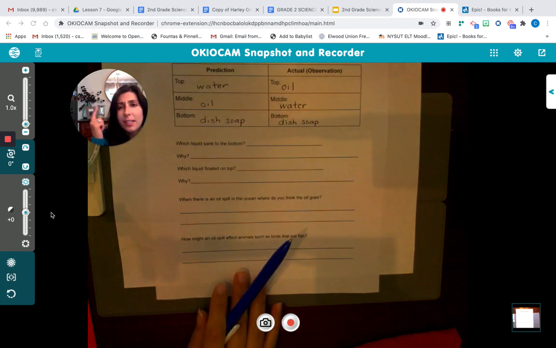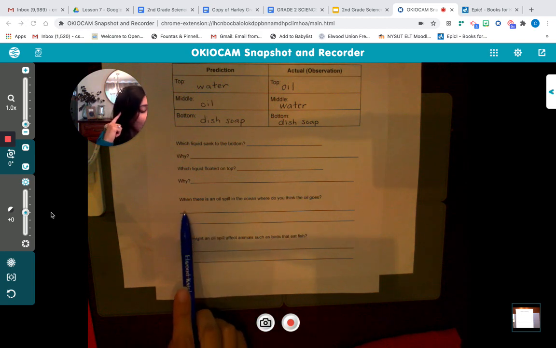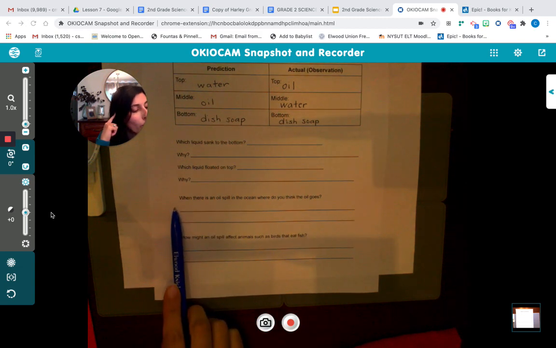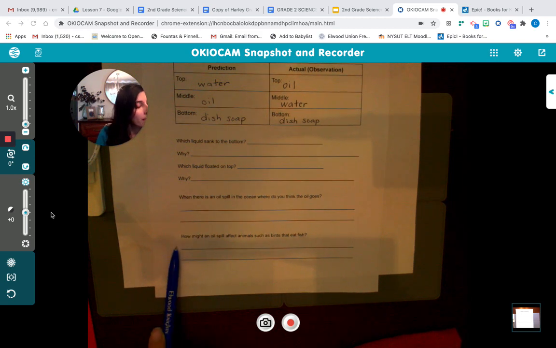Then, this is really a deep thinking question. Think about this. When there is an oil spill in the ocean, where do you think the oil goes? Think about that. Would the oil float on the top or sink to the bottom? Based on what you know about oil's density and water's density. Think about which is denser, oil or water. And last but not least, how might an oil spill affect animals such as birds that eat fish? Interesting. Think about that.